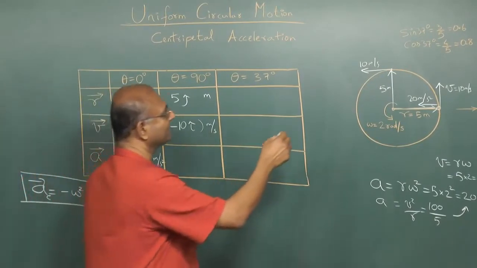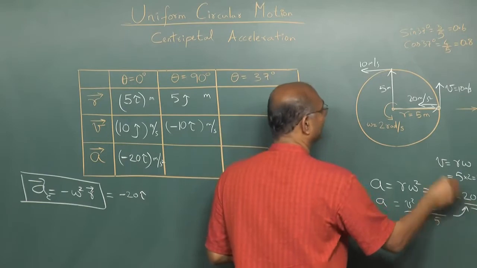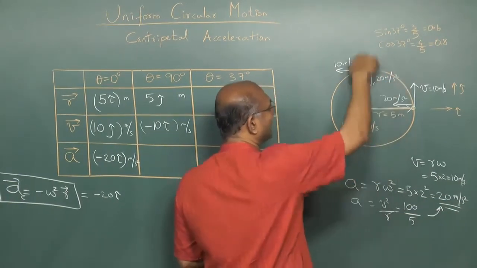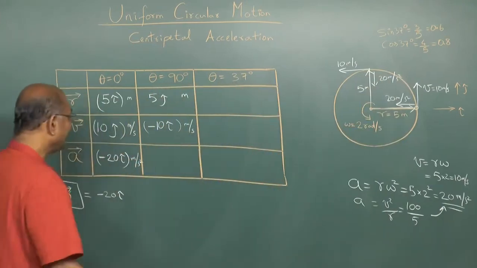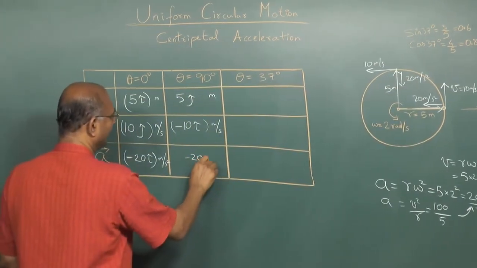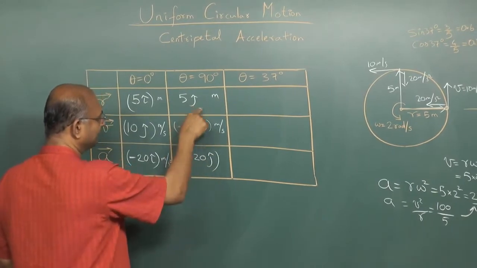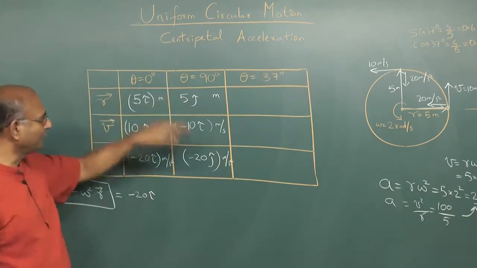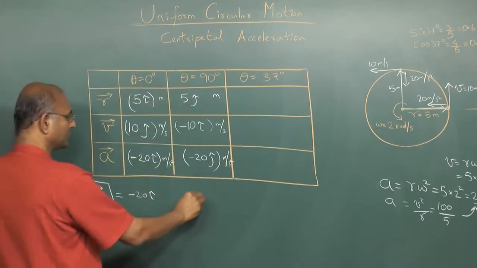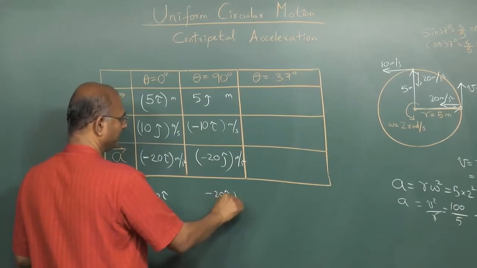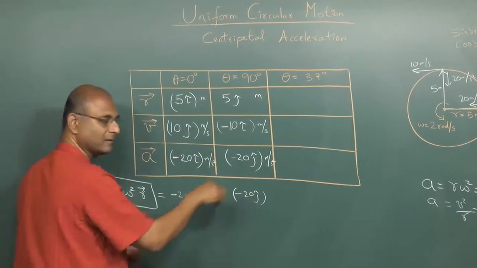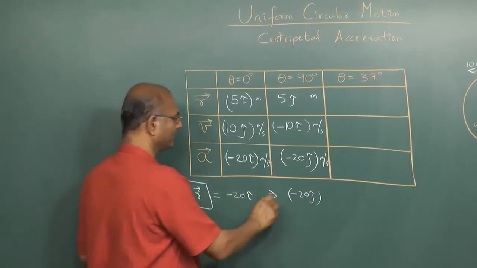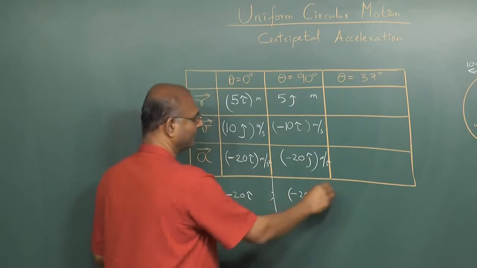What about the acceleration? The acceleration again is going to have the same magnitude 20, but it's going to point towards the center. So the acceleration vector is going to be minus 20 j cap. This is plus j cap, this is minus j cap, notice that again. And again 5 into 4 is 20. So this is also clear, minus 20 j cap. These two are not equal. I'm just saying that this quantity is equal to that.